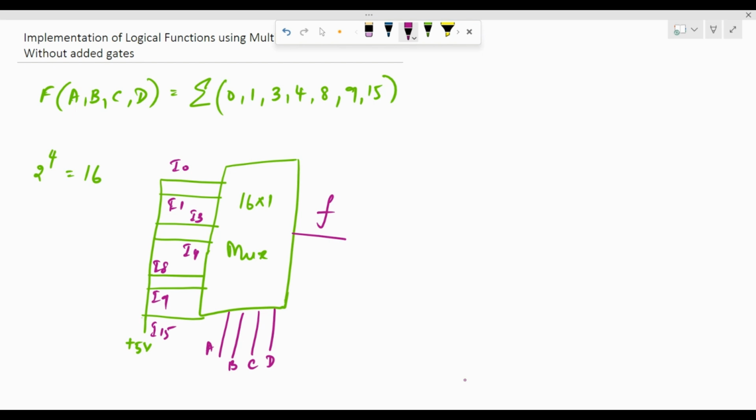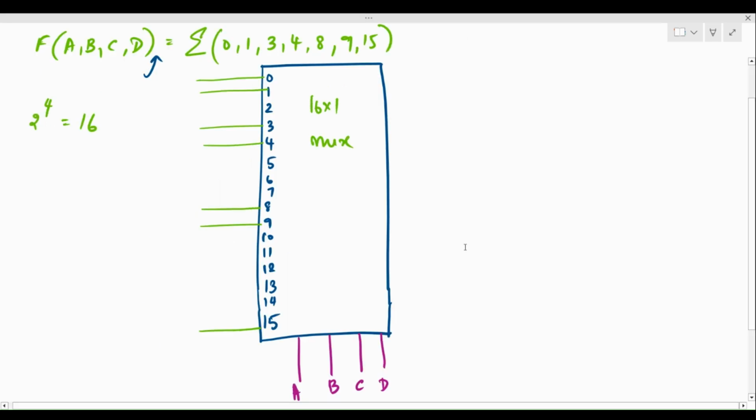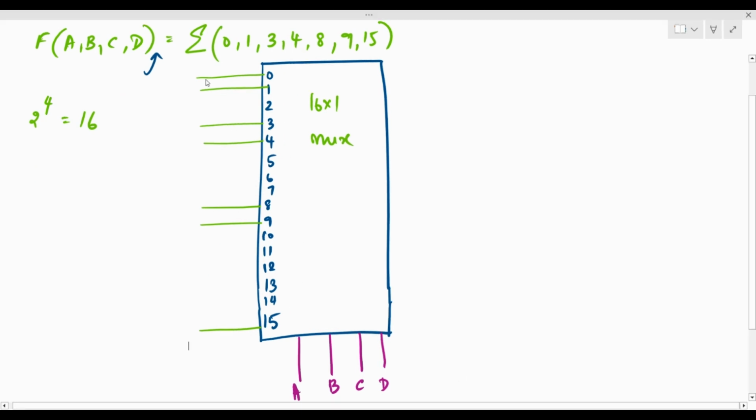So for any combination of ABCD out of 0, 1, 3, 4, 8, 9, 15, whenever that combination is available in these control signals, that particular input will be chosen to go to the output. Then the value of that input should be high because after all, the truth table for this function is such that for these minterms, the function's output is going to be high. So these are connected to plus 5 volts and the rest of the minterms, which are not mentioned over here, should be grounded. Now this image shows all of the possible inputs that will be available in the MUX, and we'll see how we can connect it.